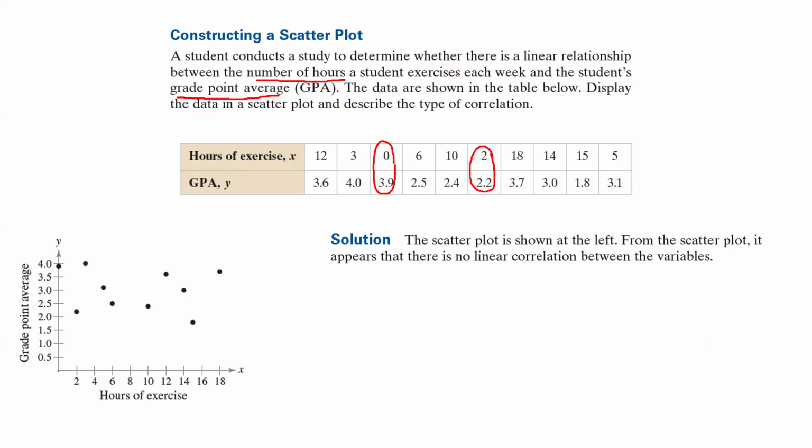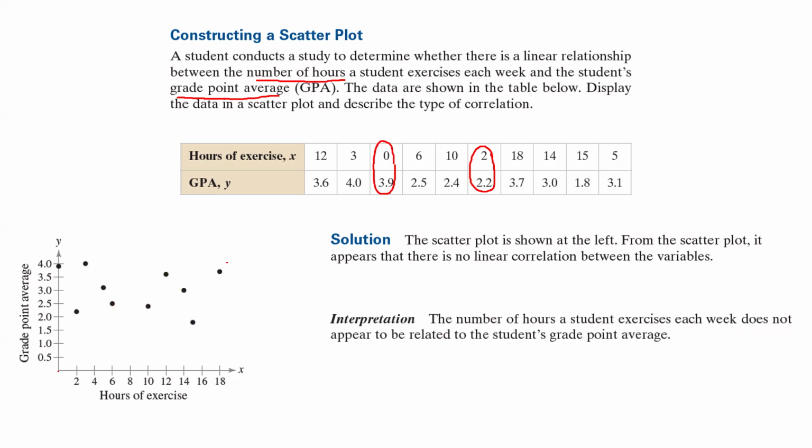Take a look at the data here. You have 2, your dot is going to be here. And then it goes up, goes down, goes straight, goes up, goes down, goes up again. So as you can see, there is no pattern here. What's the meaning of that? It means that the number of hours a student exercises each week doesn't appear to be related to the student's grade point average. No correlation here. There is no pattern to follow.